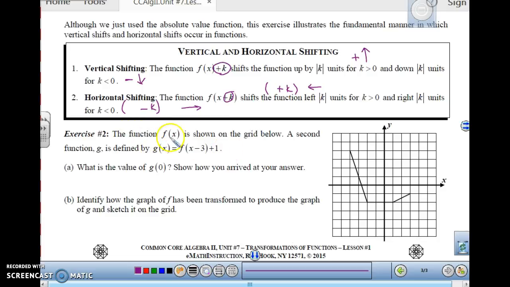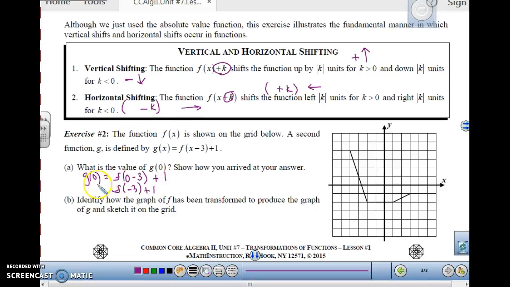All right, so the function f of x is shown in the grid below. A second function g is defined by g of x equals f of x minus 3, plus 1. So what is the value of g of 0? Well, let's think about this for a second. G of 0 means I take the 0 and plug it in here. It's going to be f of 0 minus 3 plus 1, which is f of negative 3 plus 1.